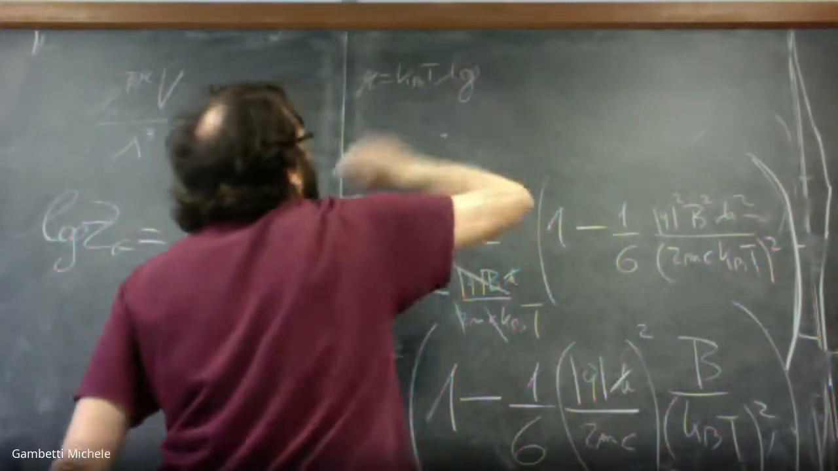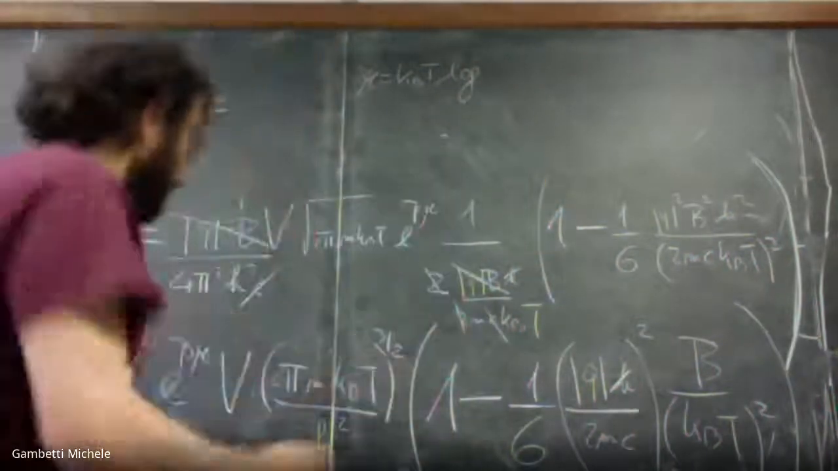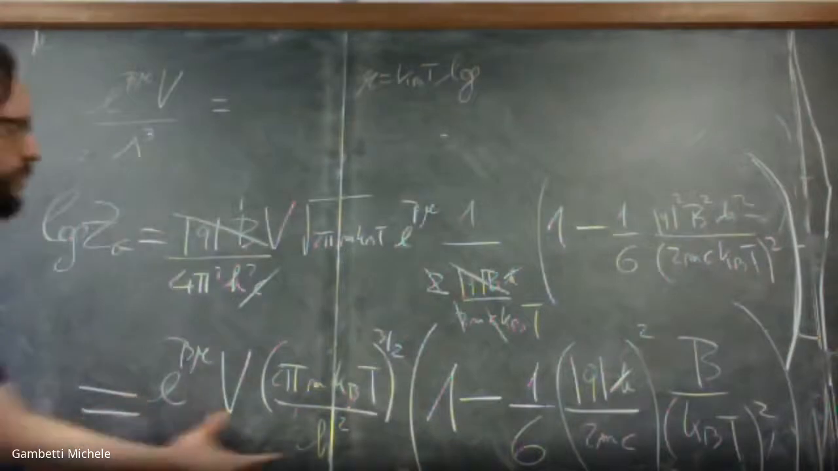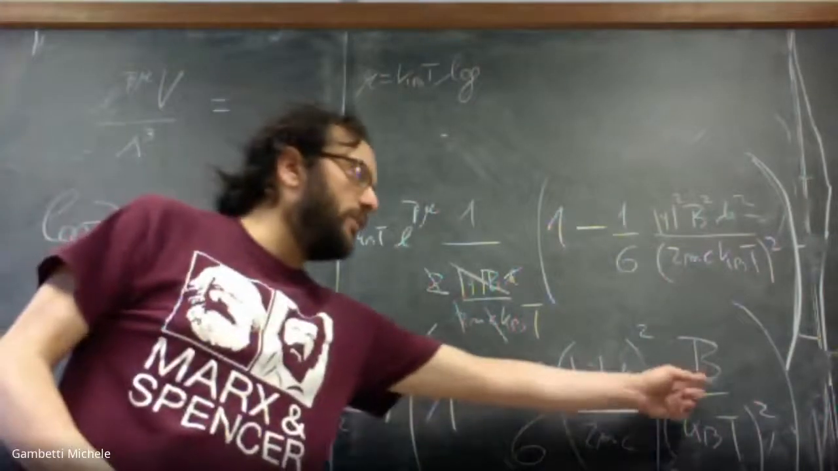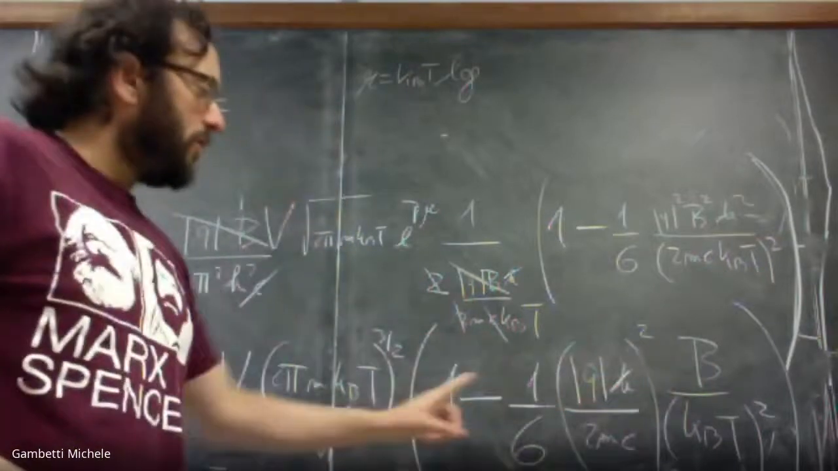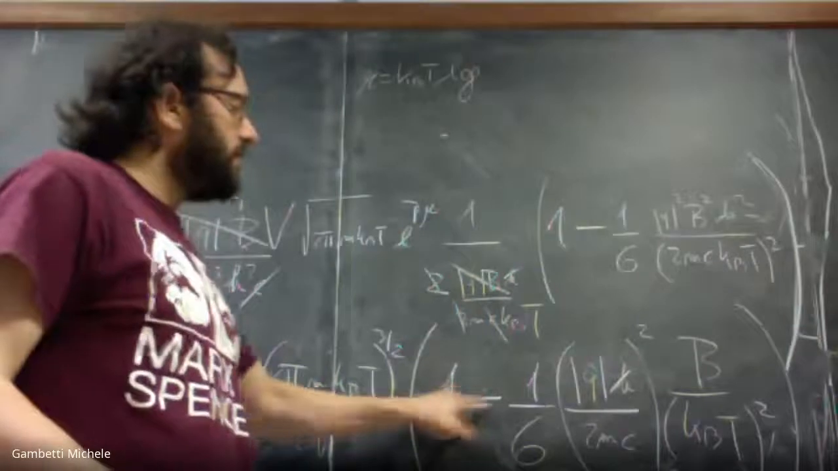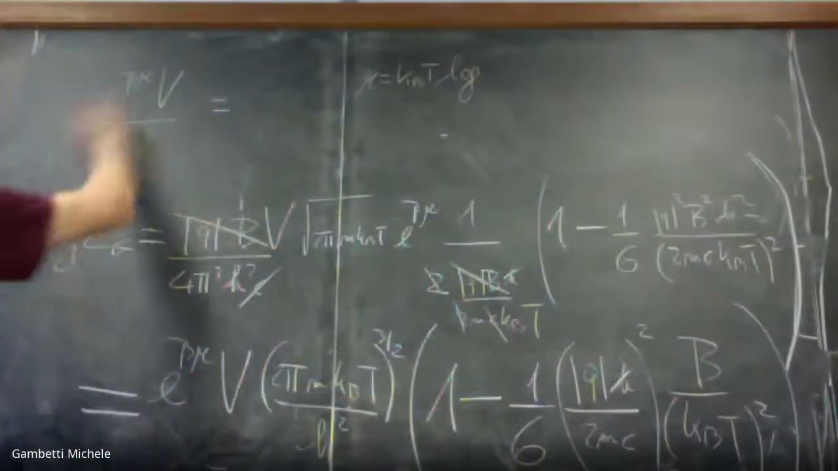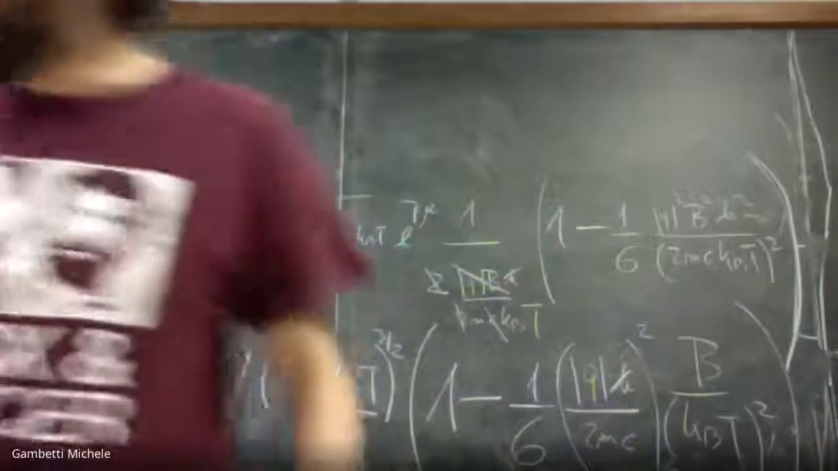log of, okay, we'll do it next time, it's already 33, sorry. Anyway, so this should be just the number of particles, and then I have a correction in the magnetic field. Notice that here I have a minus, and this minus is basically the magnetic effect. But it's better that we continue next time because it's already over.